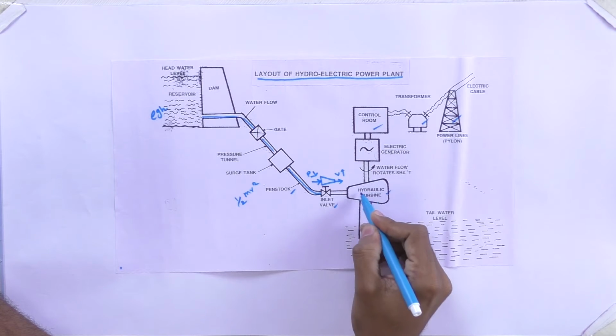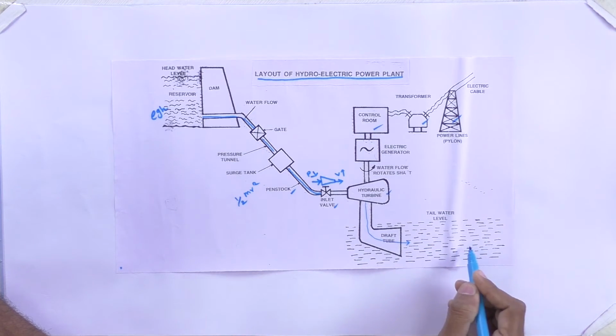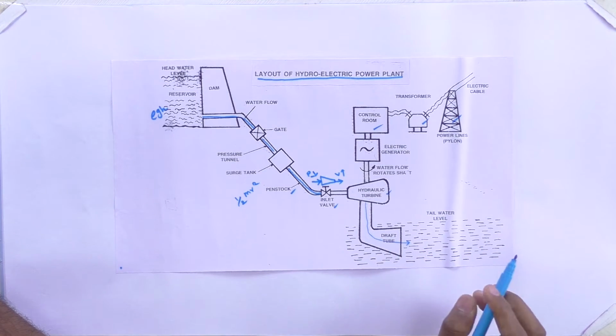Here, after hitting the turbine blade, the water will flow to the river with the help of the draft tube for irrigation purposes.